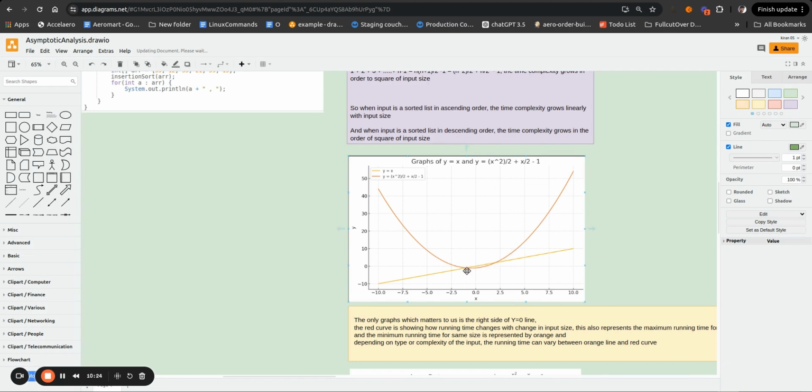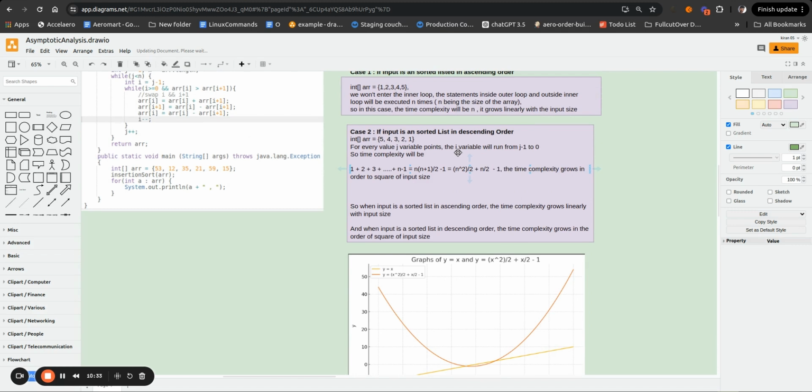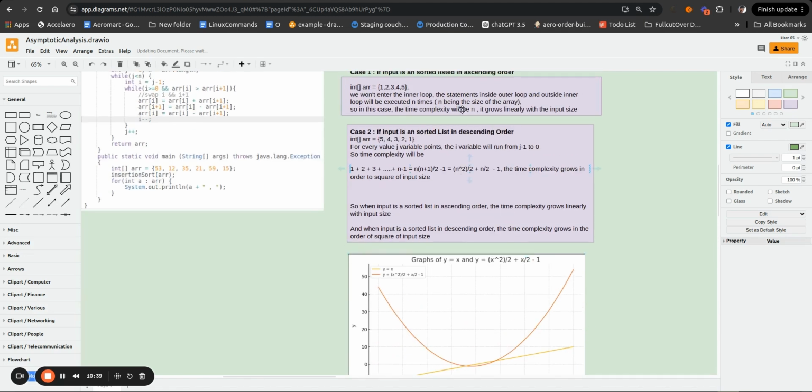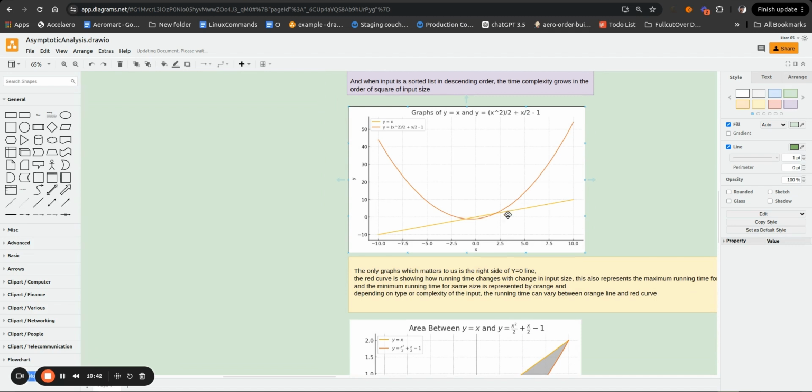In this graph, we can see the time complexity red line is for the array which is in descending order, and this orange line is the complexity for the ascending order array with the increase in input size. So now we can say that this is the upper bound of time complexity and this is the lower bound of time complexity. Suppose for size n, this is the lowest time it can take and this is the highest time it can take. So it can take any value between these two. So this is the upper bound and this is the lower bound.